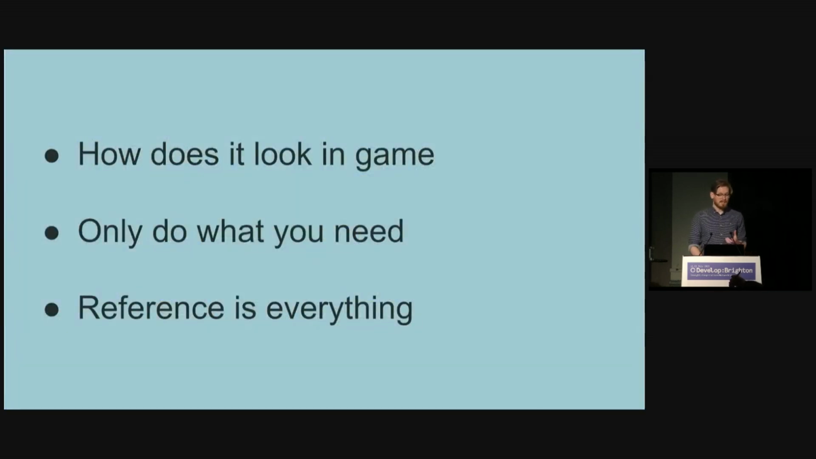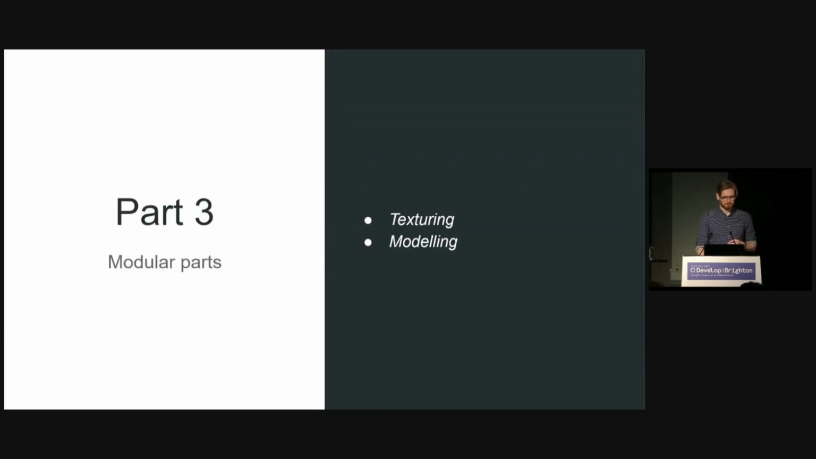So just to quickly recap, when we're coming up with designs, we really need to be focused on answering that question: how is this thing going to look in game? And in particular, how do we answer that as fast as possible by only doing what we need and what works for us? And lastly, reference is super important. It needs to be visible, needs to be relevant, and needs to be usable. So that covers some concept making tips.